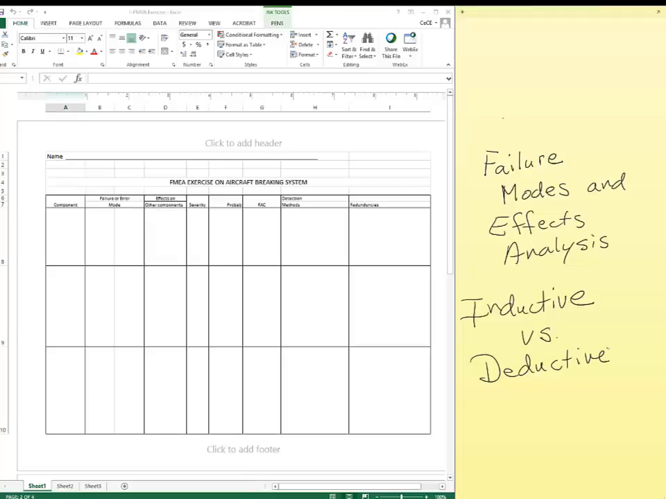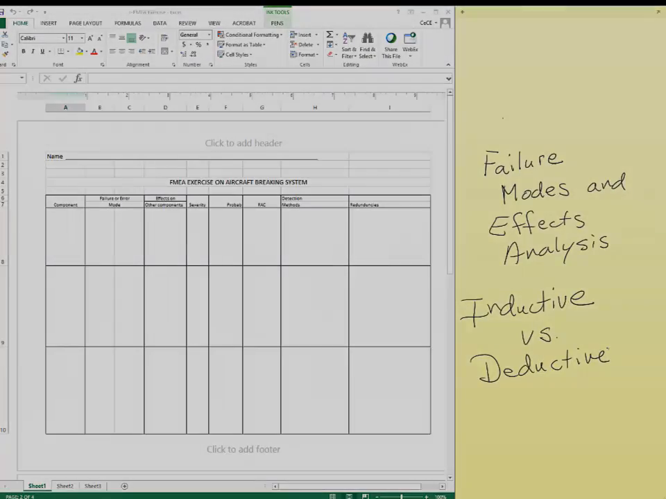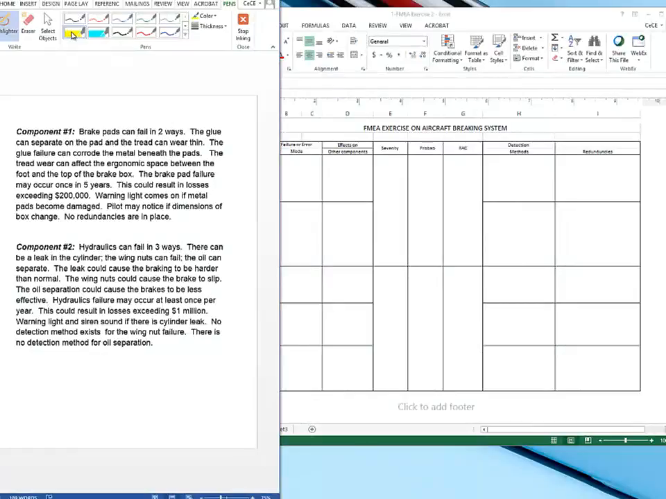And you will see the FMEA form about an aircraft braking system. And I'm going to show you an example of how to fill it out. Okay, class, let's take an example. We're going to look at the components of this particular system and see how they might fail, see the methods of failure and the effects of those failures on the entire system.